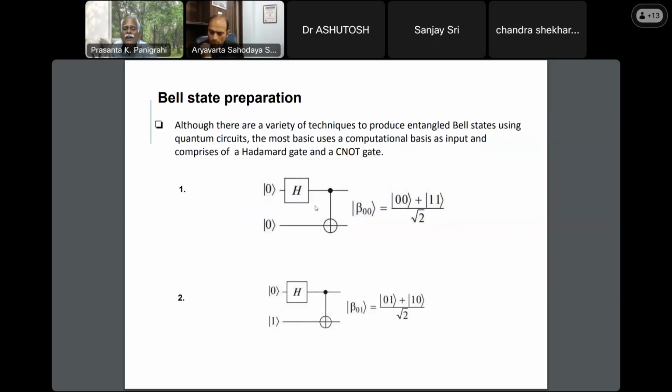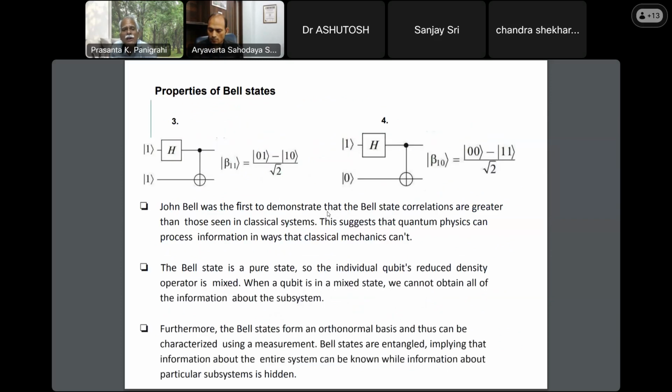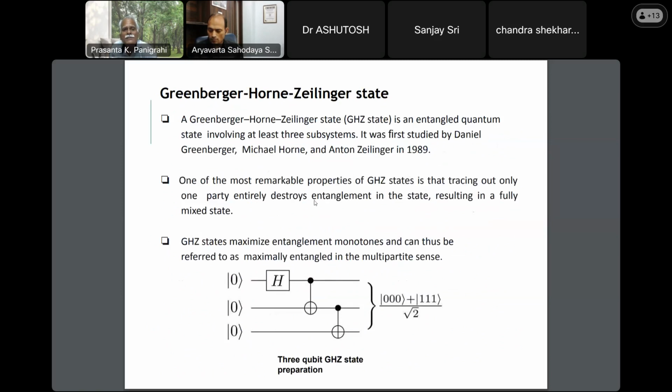And how to create a Bell state? You can actually play around in IBM. Take Hadamard, and when you go to IBM, they will allow you to drag and draw these kinds of circuits. You can actually create Bell states and measure them, properties of Bell state. So now there is a general state, 0 0 0 plus 1 1 1 by root 2, called the Greenberger-Horne-Zeilinger state, which is actually very useful. Believe it or not, this state's properties are still not very well appreciated.